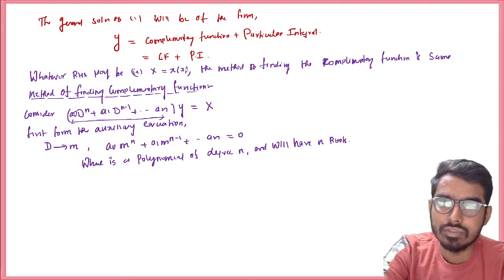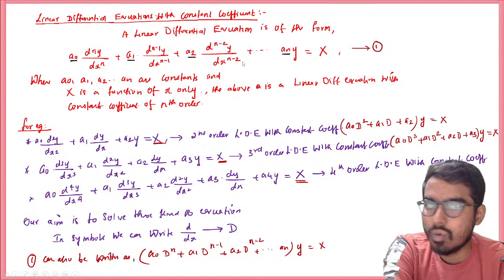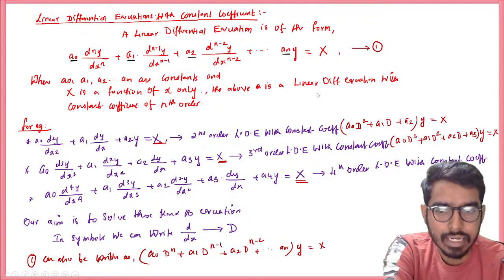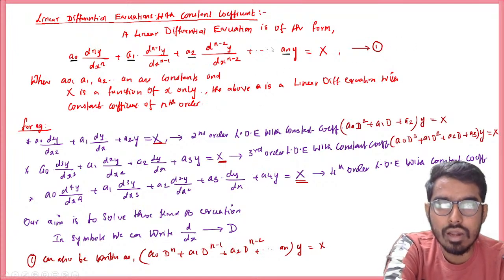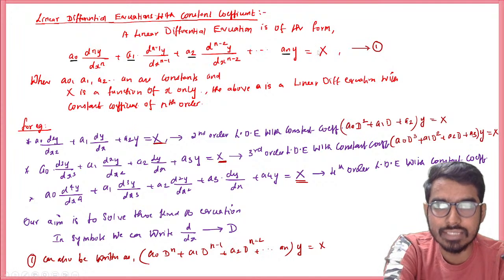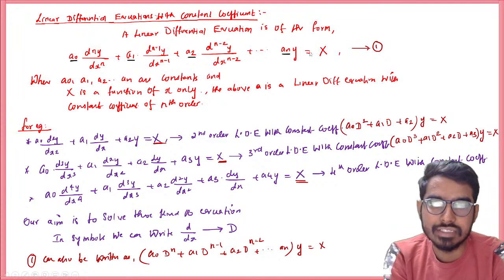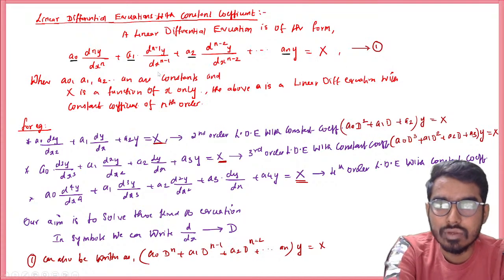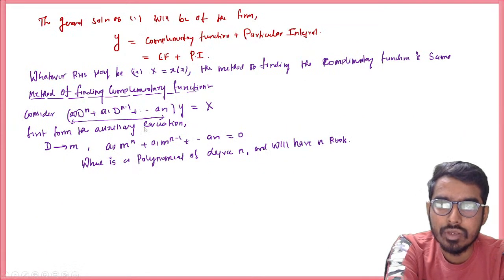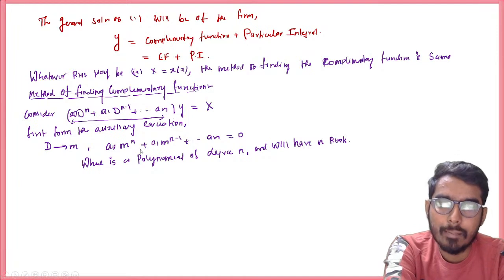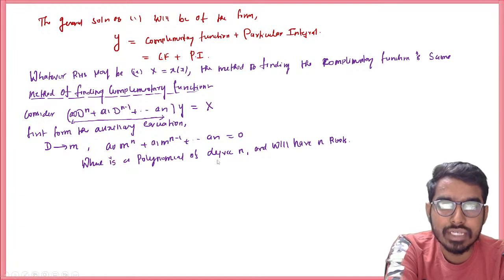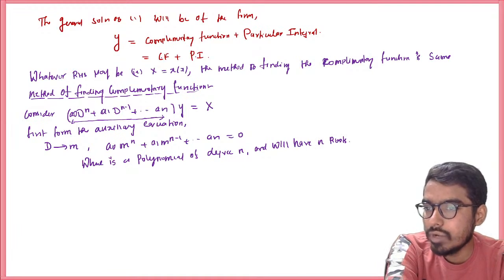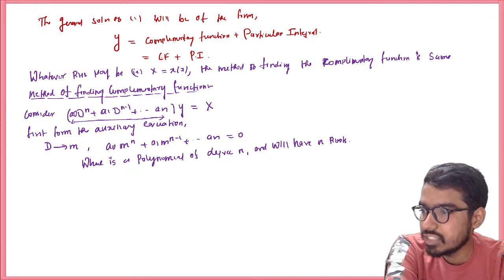So far what we have said is that the solution of this equation is given by y is equal to complementary function plus particular integral. The method of finding the complementary function is the same for all x, whatever the RHS may be. You just replace capital D by m and equate it to 0. So you will have a polynomial equation in m of degree n, so you will have n roots. Depending upon the nature of roots, I'm going to write down the complementary function now.